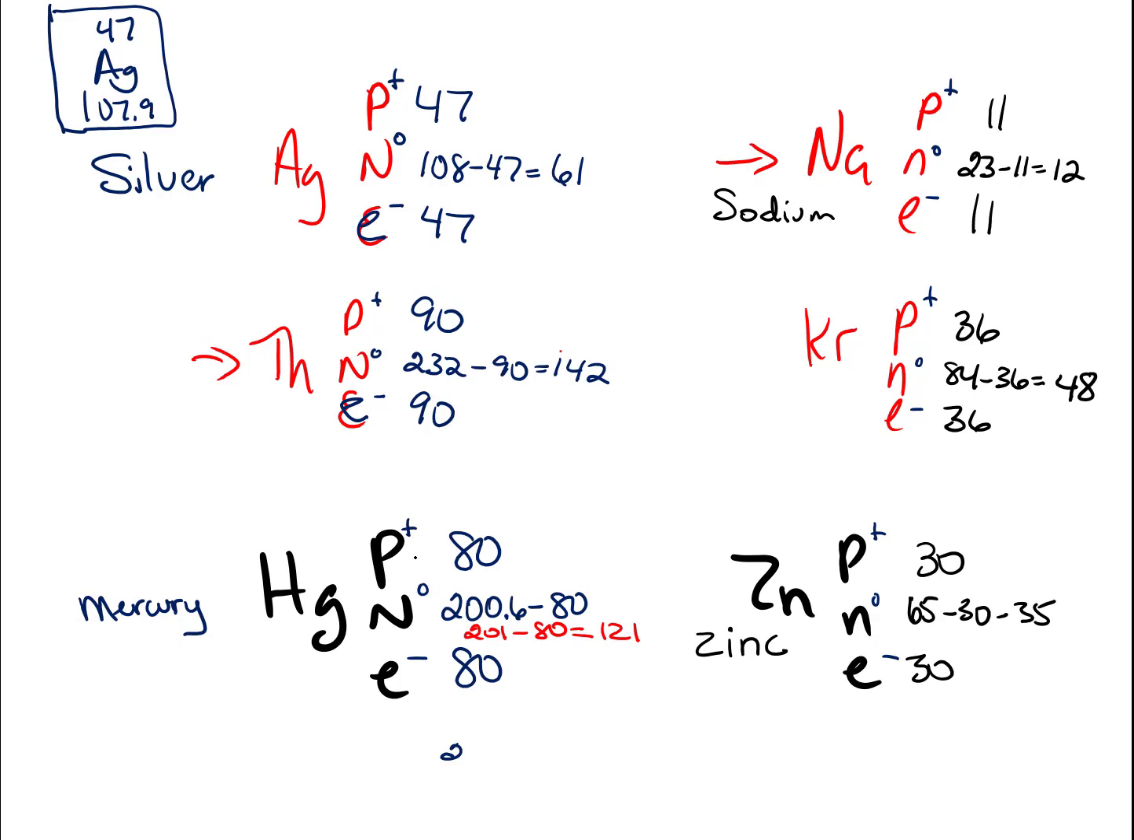But when you start getting big, like look at thorium. Thorium has 90 protons, but 142 neutrons. That's a lot of neutrons comparatively. And that actually makes the atom less stable. So that's why those ones that are in white, those are really big atoms. They have a lot of neutrons and they're not very stable.